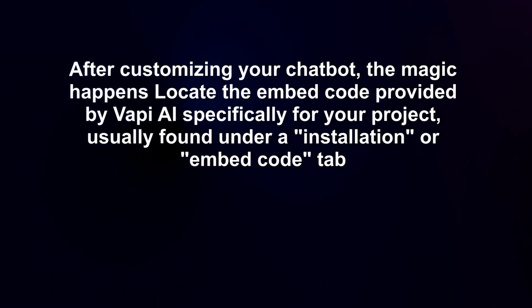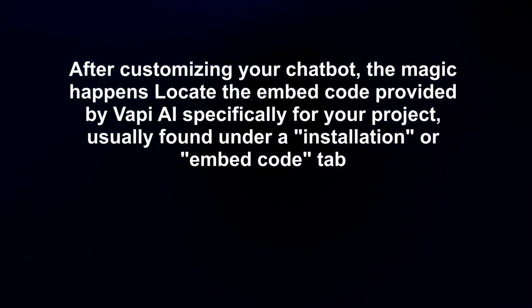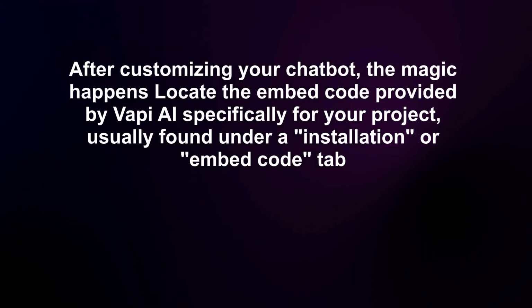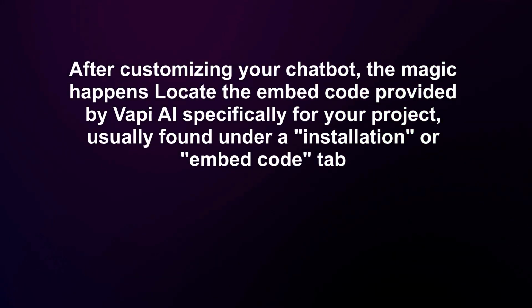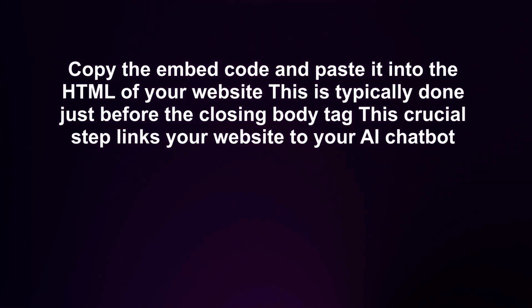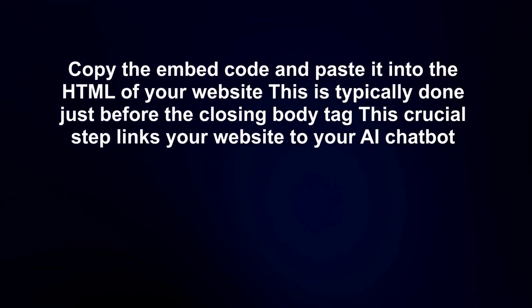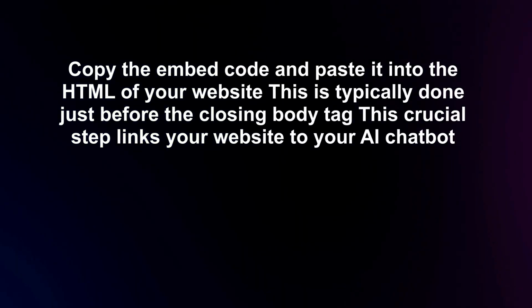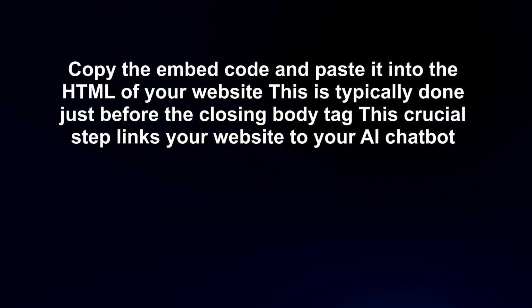After customizing your chatbot, the magic happens. Locate the embed code provided by Vapi AI specifically for your project, usually found under Installation or Embed Code tab. Copy the embed code and paste it into the HTML of your website. This is typically done just before the closing body tag. This crucial step links your website to your AI chatbot.